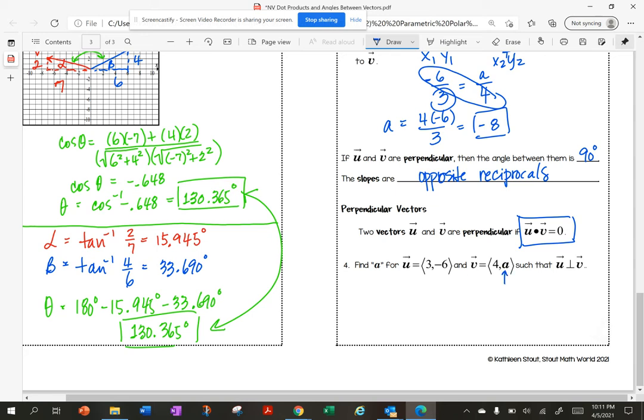So I'm going to set my dot product equal to 0. So x1 times x2, so 3 times 4, plus y1, negative 6, times y2, a, equals 0. So I'm setting my dot product equal to 0. So this is 12 minus 6a equals 0. So 12 equals 6a, so a equals 2.